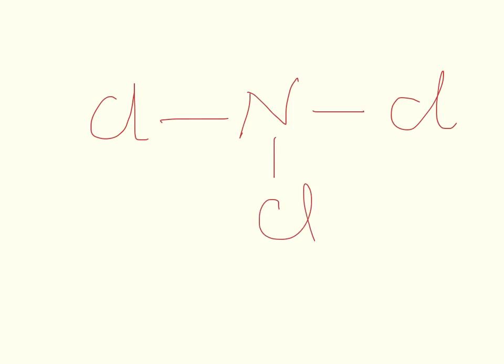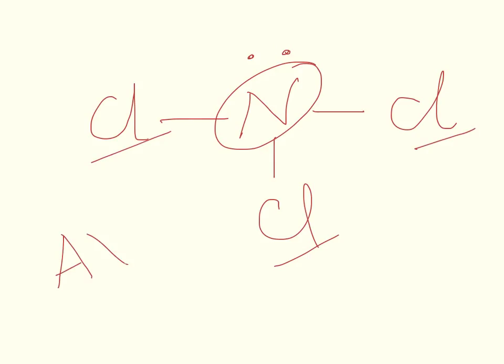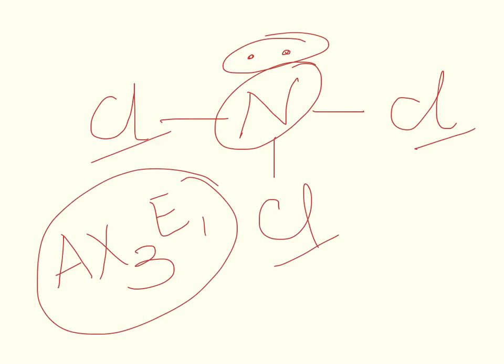To take another example, say you come up with a structure that looks like this after following all the steps, NCl3. What is this type? This type is AX3E1, because there is one lone pair of electrons on the central atom. So this is of the type AX3E1. The shape is trigonal pyramid and the bond angle is 107 degrees from your chart.